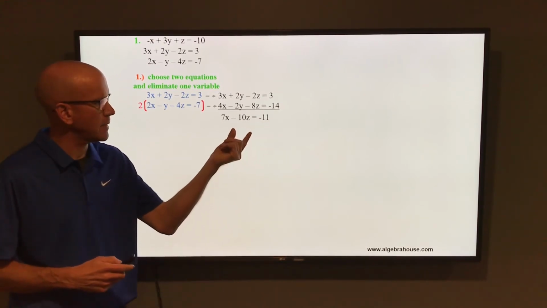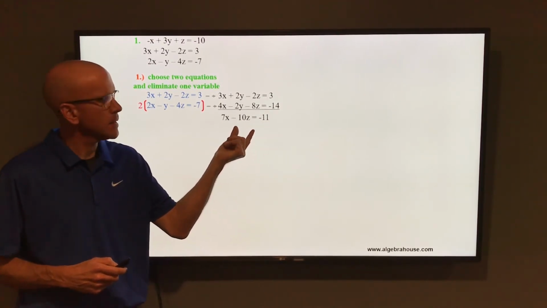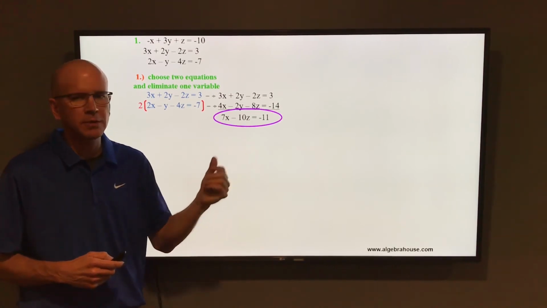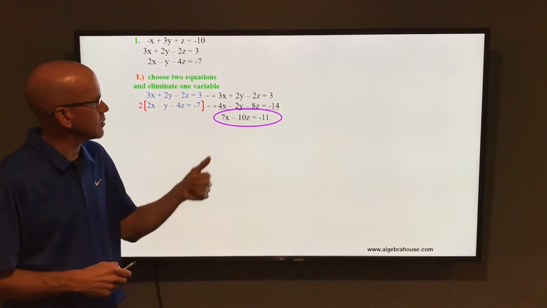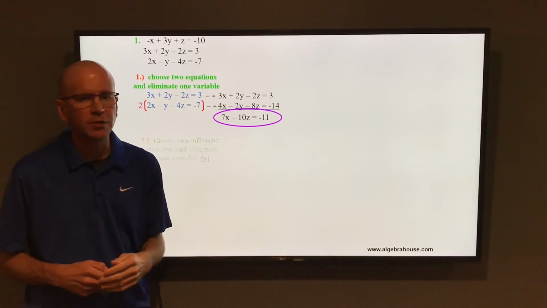I'm going to hold on to that because I'm going to use it in a little bit. So just keep that equation, circle it, or mark it somehow so you remember where it is, and then go back and choose a different pair of equations, which is the second step.